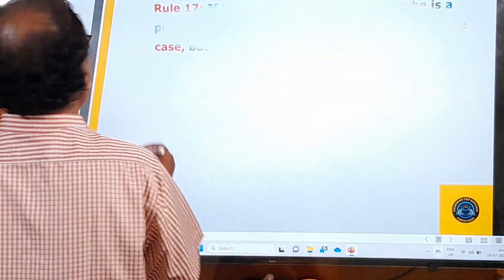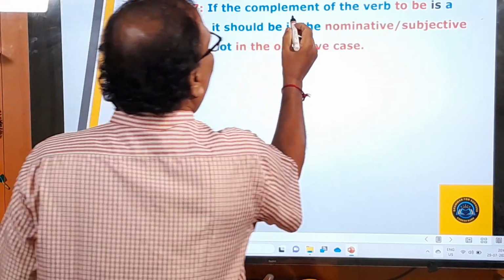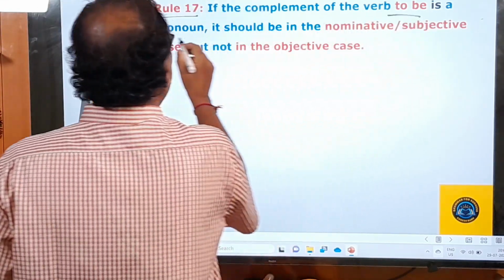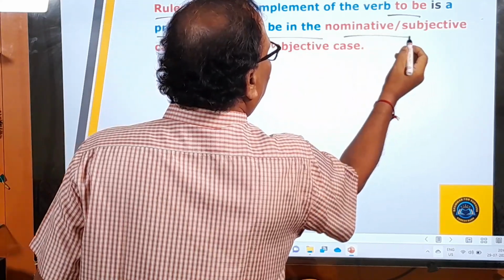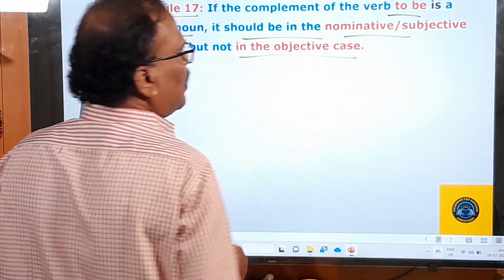Rule 17: if the complement of the verb "to be" is a pronoun, it should be in the nominative or subjective case, but not in the objective case.